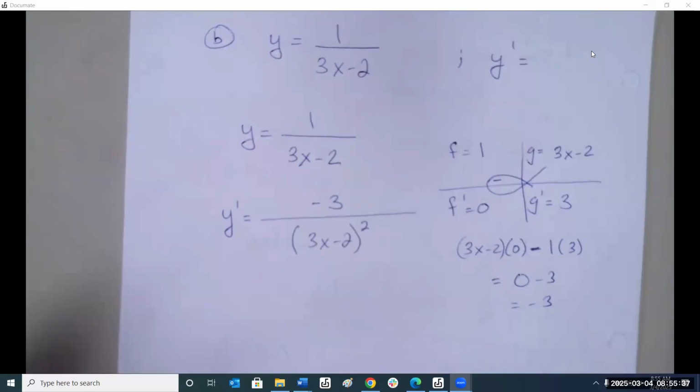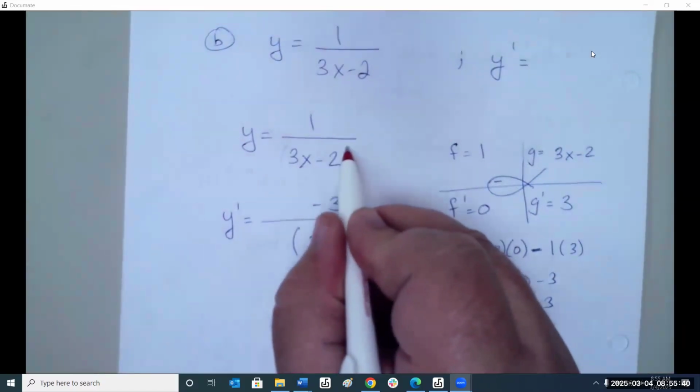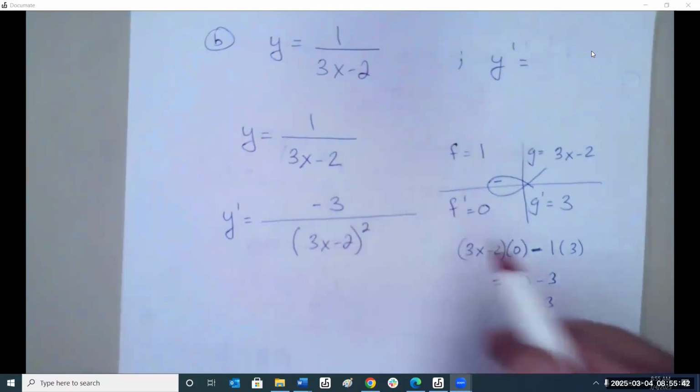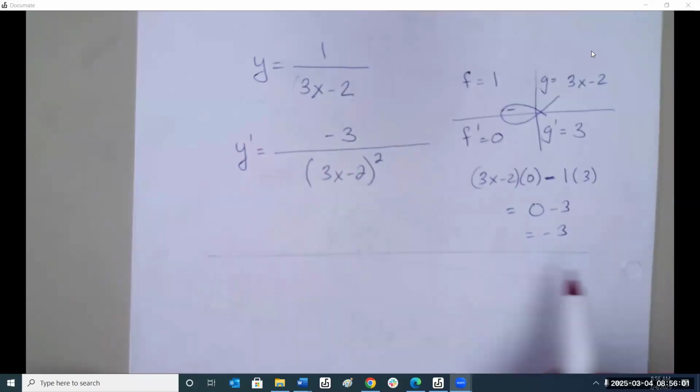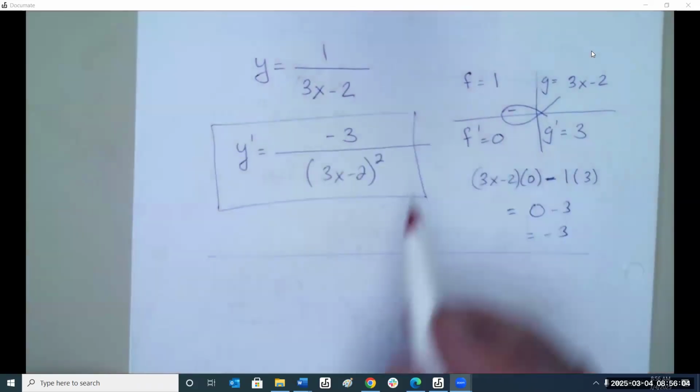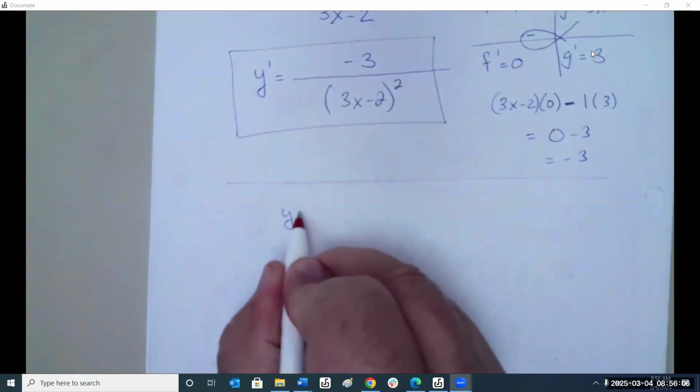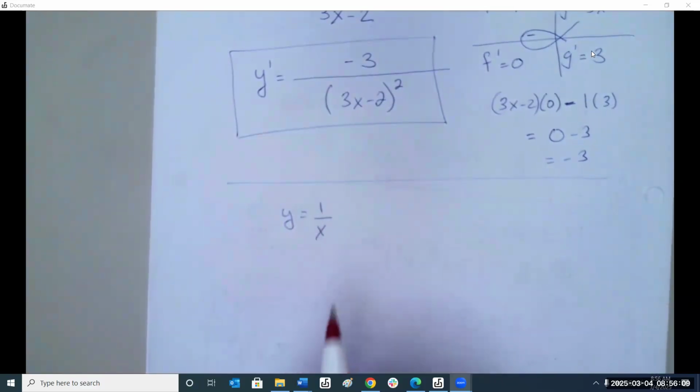Actually, here's a question. If this was squared already, all we would do is just add 1 to it. In every derivative of a rational function, of a quotient, you add one to the power of the denominator. Can you guess why? So this is our answer. I'll show you why. Because this is the way we're going to do it using the chain rule.